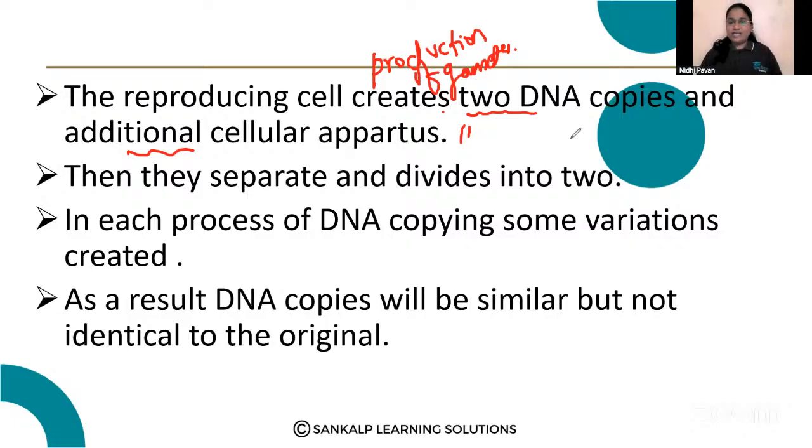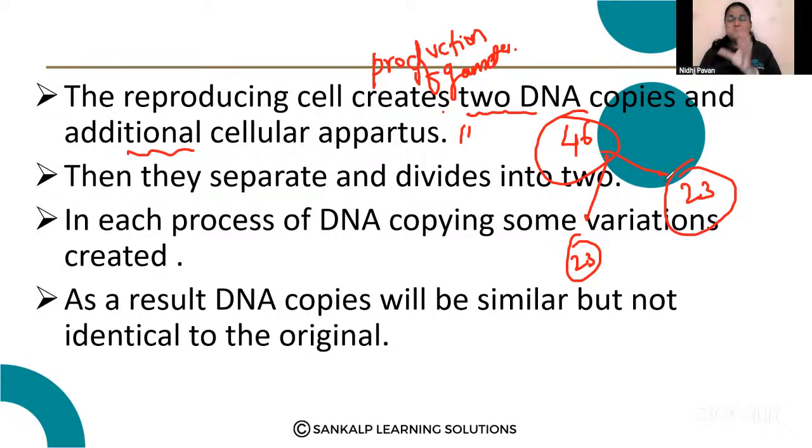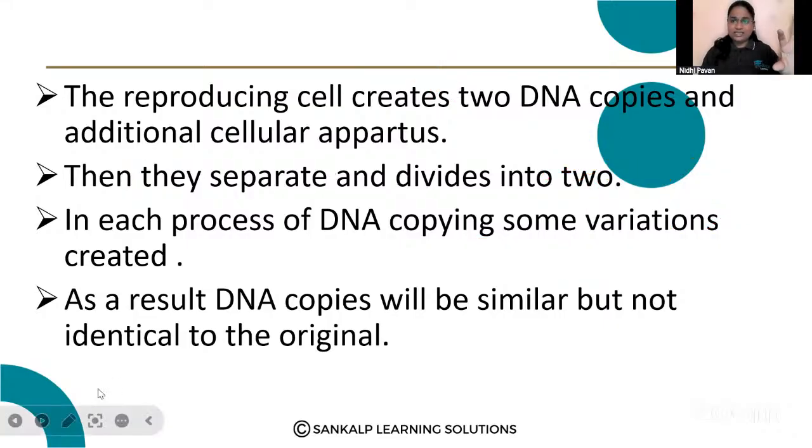For example, there are 46 chromosomes in a cell, it divides into 23 chromosomes and 23 chromosomes like this. Like this only, all the cellular apparatus, whatever we can say, mitochondria, Golgi apparatus, everything also divides. In each process of DNA copying, DNA copying takes place where DNA information changes and new proteins will be produced. We will discuss this in detail in upcoming slides.